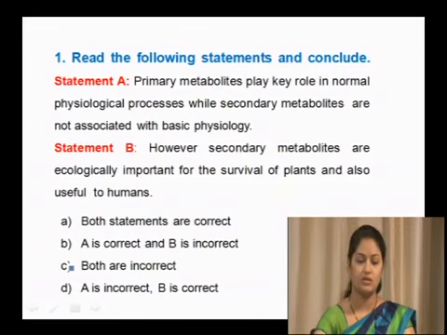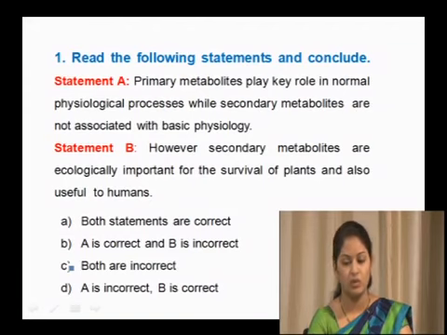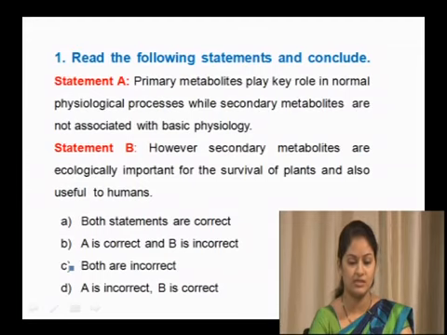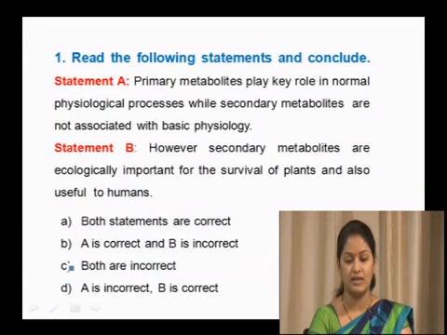So in this question, we are having two statements and we have to conclude based on the concept given there. Statement A goes like this: primary metabolites play key role in normal physiological processes, while secondary metabolites are not associated with basic physiology. Statement B: however, secondary metabolites are ecologically important for the survival of the plants and also useful to the humans. So here what we can understand is that in case of plants, we can classify their chemicals into primary metabolites and secondary metabolites.